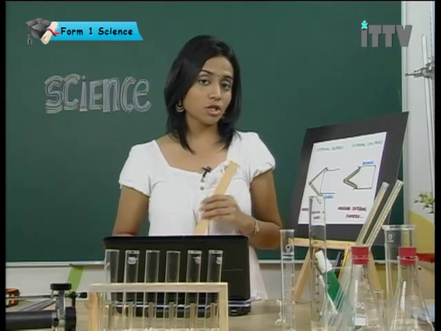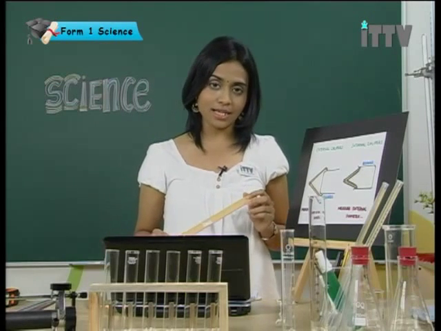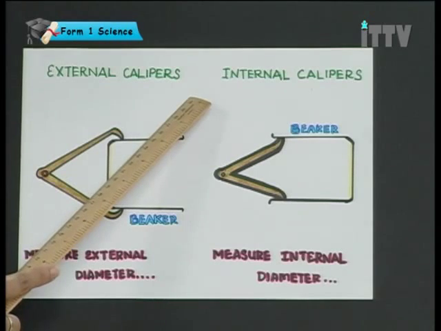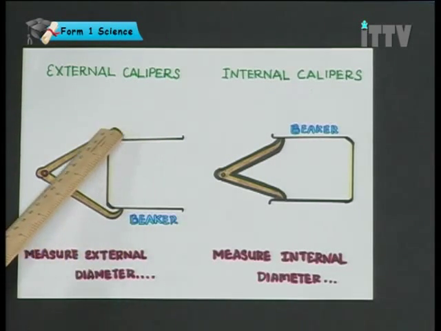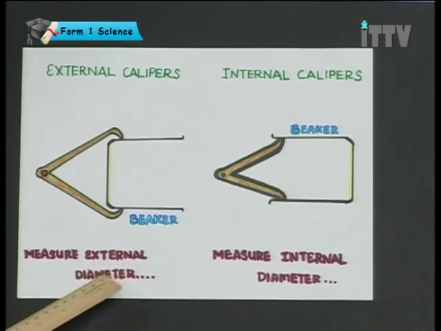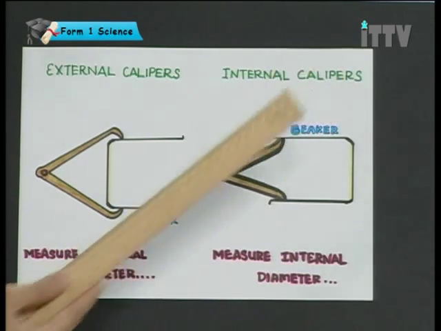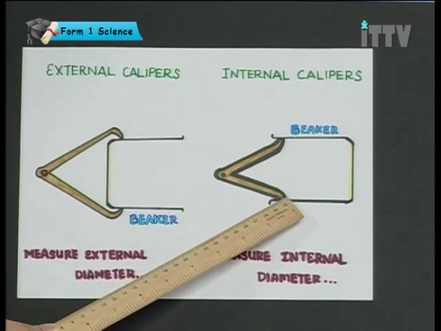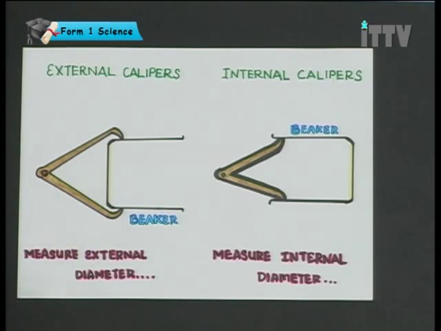Let's have a look at the chart or picture here which I have prepared for you to see further in detail regarding the calipers. Now firstly, let's have a look at the external caliper. The external caliper can measure the external diameter of the beaker. What measures the internal diameter? The internal caliper, obviously. See how they are put into the beaker to know the diameter of this beaker. So now you have an idea of how you actually use the external and internal calipers.